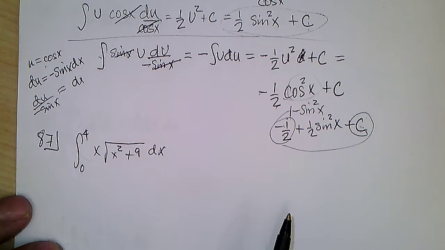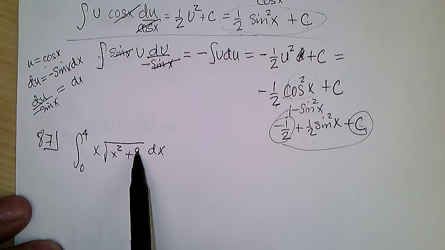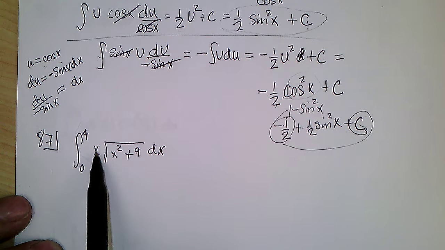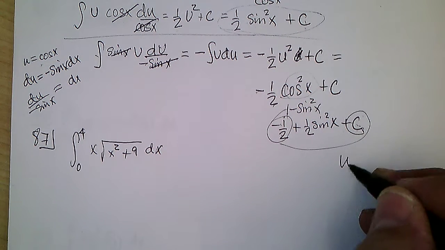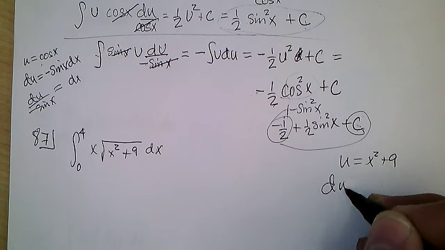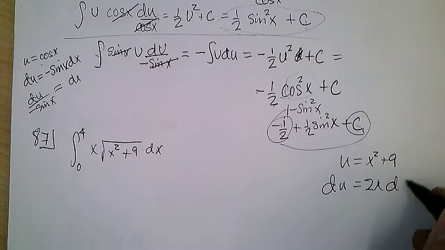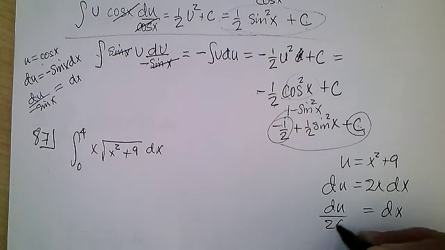87. Well, it turns out the derivative of x squared plus 9 is 2x, and the x's would cancel here. So that's what I'm going to let u be. u is going to be x squared plus 9, so du would be 2x dx. dx would be du divided by 2x.